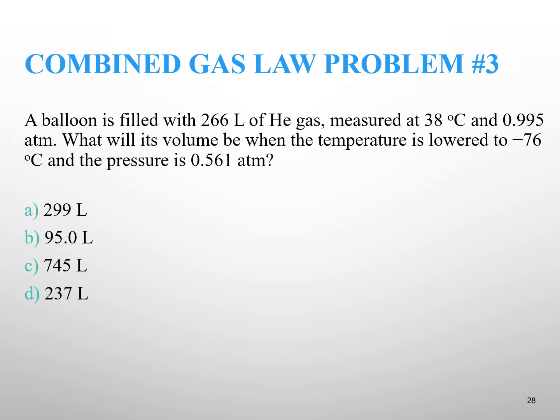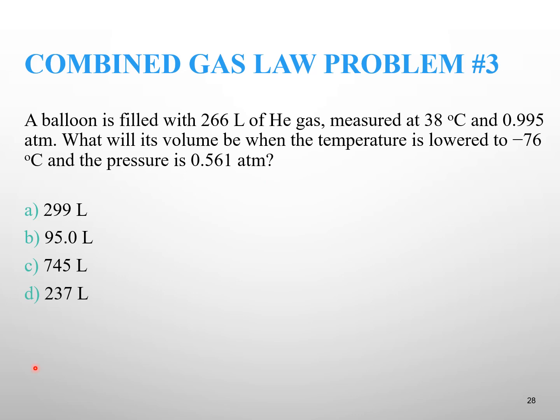Alright, so let's try this question now. A balloon is filled with 266 mL volume of helium gas. So that's the volume, and it was measured at 38 Celsius and 0.995 atm. So you've got to remember to convert the 38 Celsius to Kelvin, plus 273, okay? What will be the new volume when the temperature is lowered to negative 76 Celsius, change it to Kelvin, and the pressure is 0.561 atm?